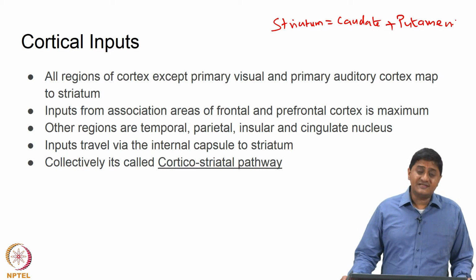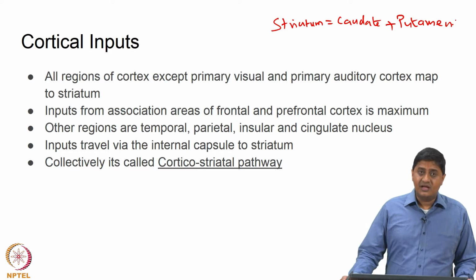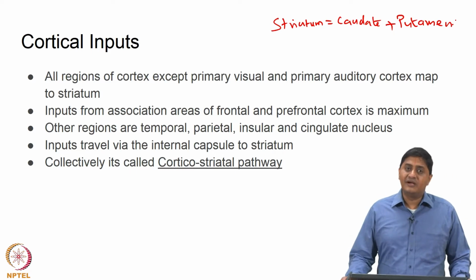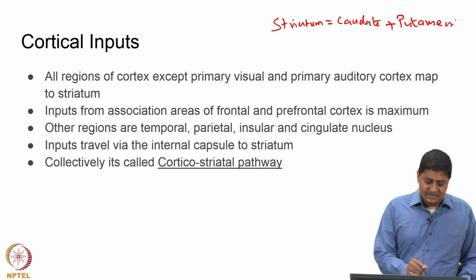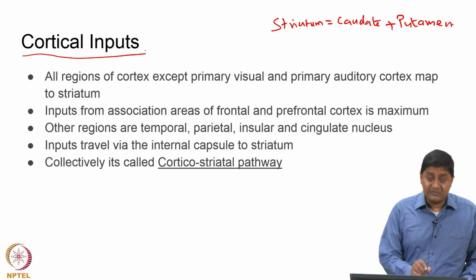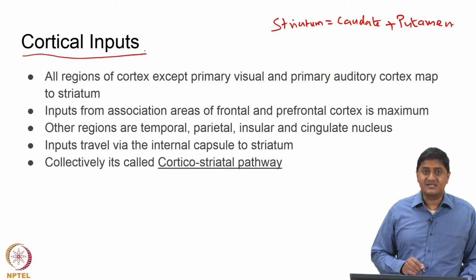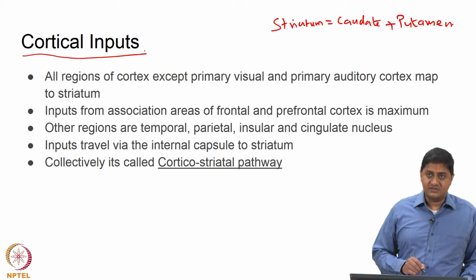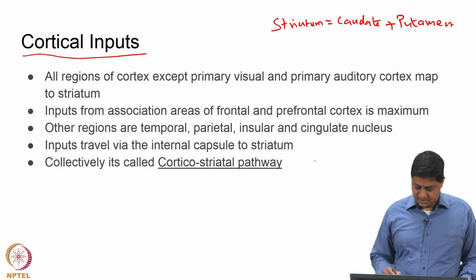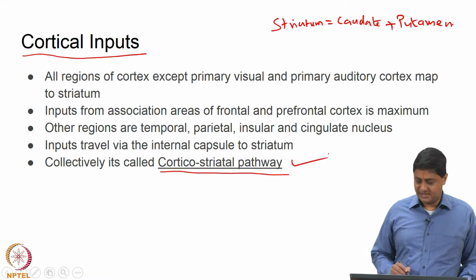But where do they receive their input from? Actually, they receive their inputs from multiple places. First, they receive inputs from cerebral cortex, also called cortical inputs, through a pathway called the corticostriatal pathway. So, that is given here, the corticostriatal pathway.